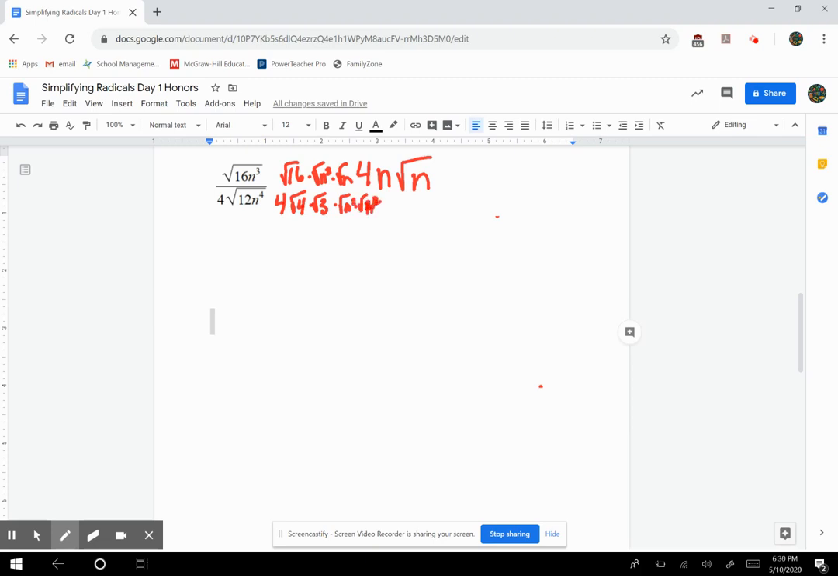So if we have that, the square root of 4 is 2, so bring it out. So we have 4n square root of n over 4 times 2, which is 8. Square root of 3 is just square root of 3. Square root of n squared is n. Square root of n squared is n. So we have times square root of 3 times n times n. So this becomes 8n squared square root of 3.